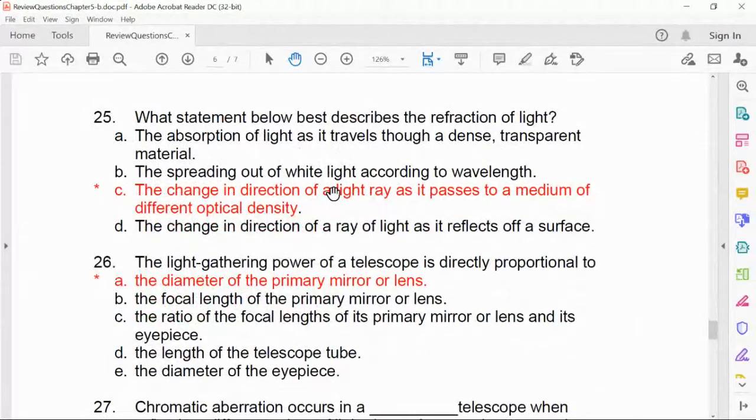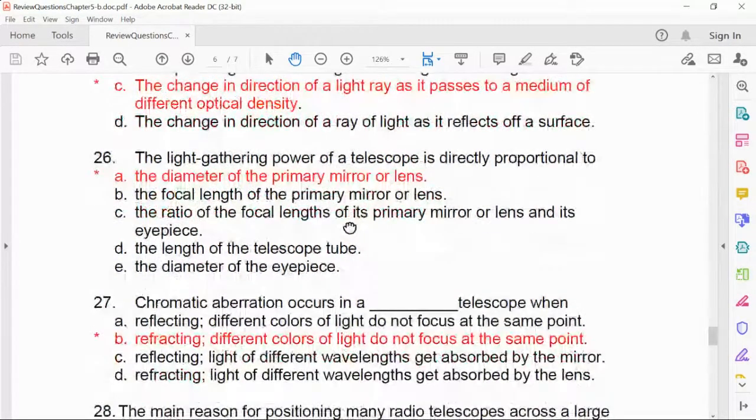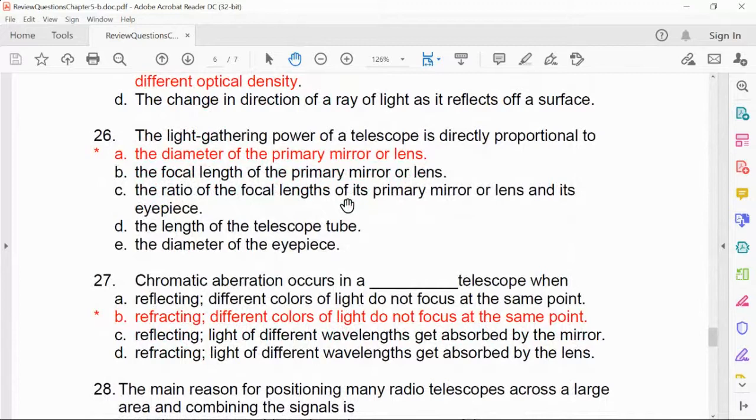25, what statement below best describes the refraction of light? The change in direction of a light ray as it passes into a medium of different optical density. And that's why when you put a pencil inside a glass of water, it looks broken to you. It has to do with refraction of light. 26, the light gathering power of a telescope is directly proportional to the diameter of the primary mirror or lens. And I told you now, when you buy a telescope, they're always rated by the diameter of the telescope.